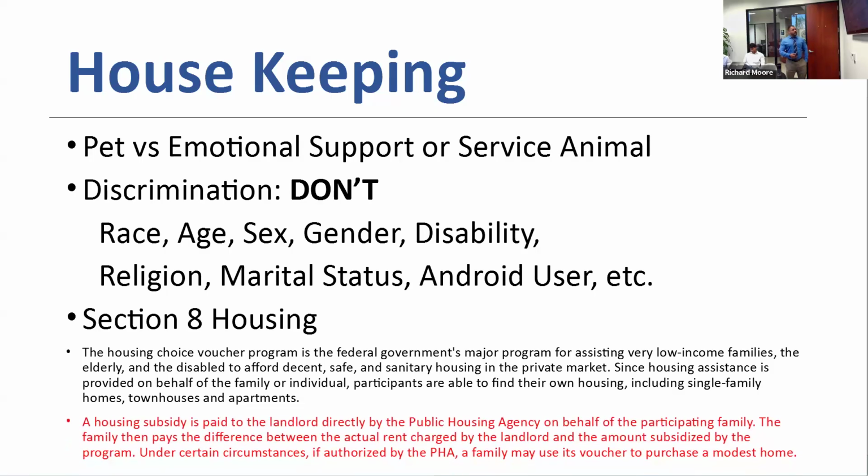Okay. A housing subsidy is paid to the landlord directly by the public housing agency on behalf of the participating family. The family then pays the difference between the actual rent charged by the landlord and the amount subsidized by the program. So if the rent is $5,000 and the subsidy is $4,000, the government pays $4,000 and the tenant pays the extra $1,000. Some people like this because it's a guaranteed paycheck. They don't have to worry about it.